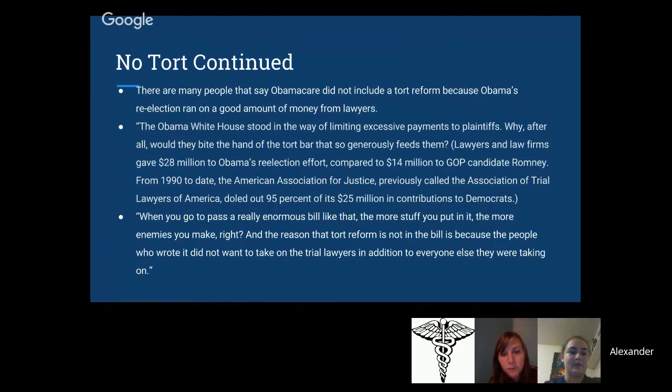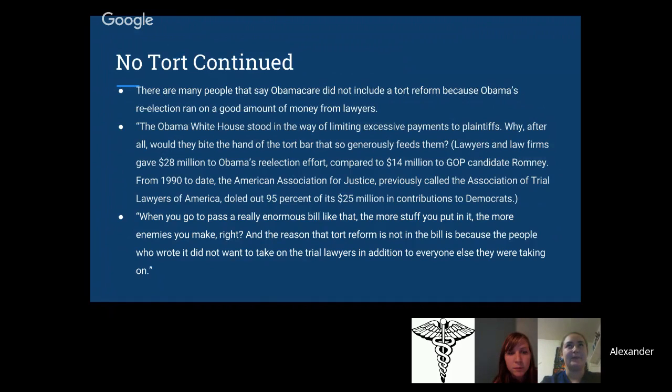So basically, there are many people that say Obamacare did not want the tort reform because a good chunk of Obama's re-election ran on money from lawyers. This was a quote from an article: the Obama White House stood in the way of limiting excessive payments to plaintiffs. Why? After all, would they bite the hand of the tort bar that generously fed them?